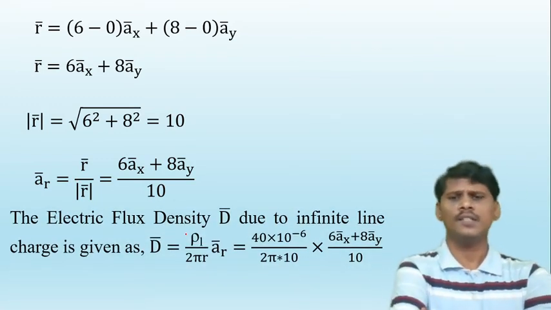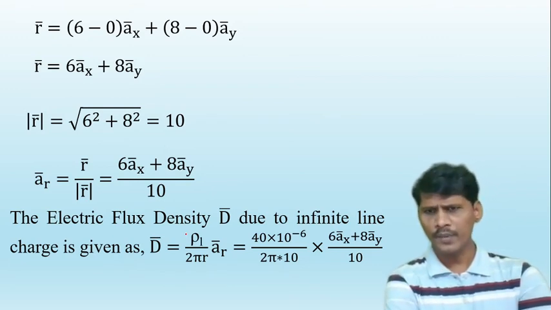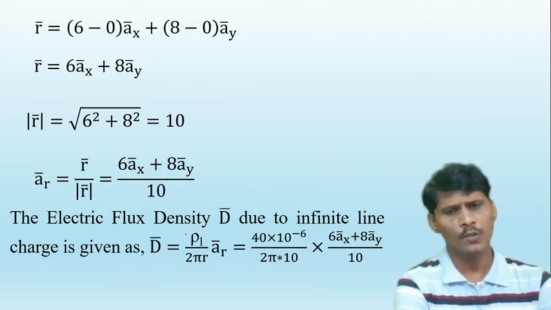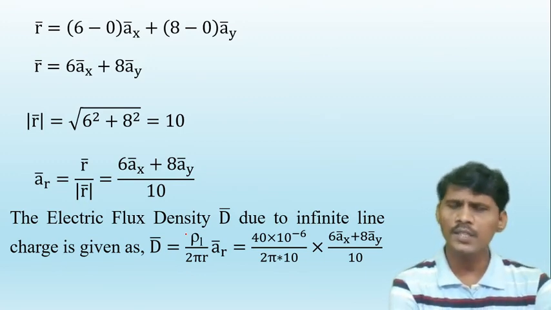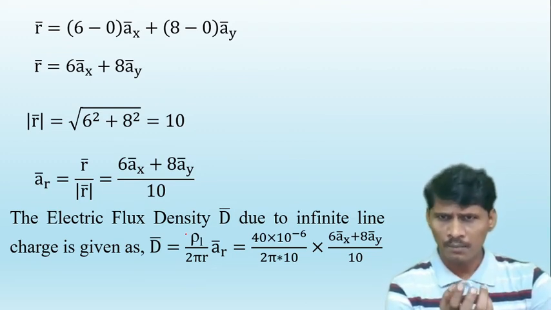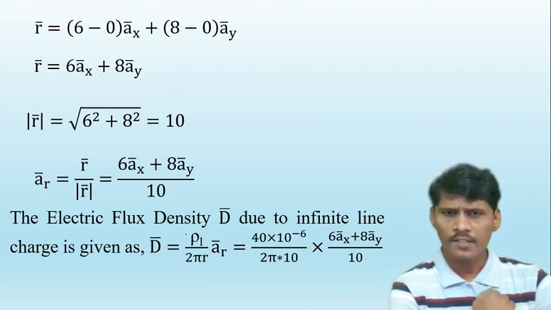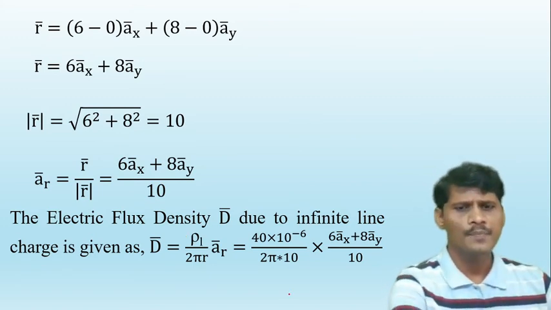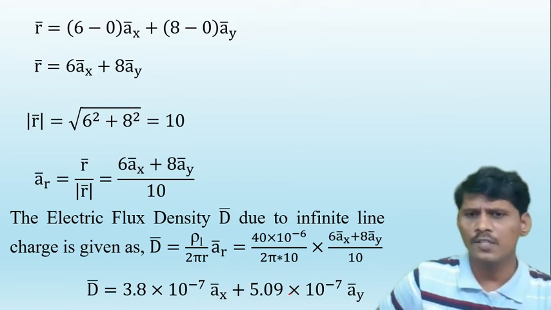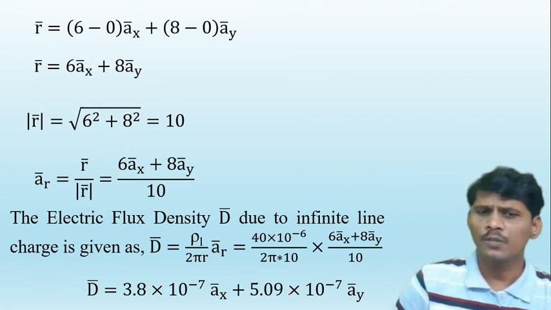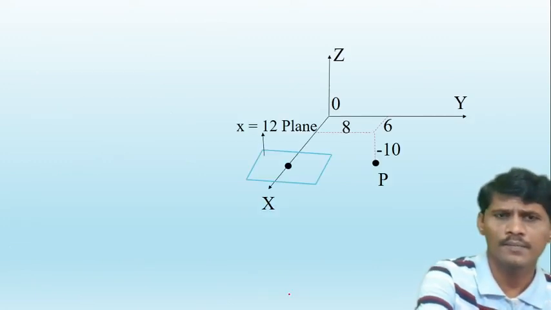So we know that the electric flux density due to the infinite line charge is d bar equal to rho L by 2 pi r times ar bar. Given that line charge density rho L is 40 microcoulombs per meter and the magnitude of r bar is 10, substituting rho L, r and ar bar values, we get the electric flux density d bar equal to 3.8 into 10 to the power of minus 7 ax bar plus 5.09 into 10 to the power of minus 7 ay bar.